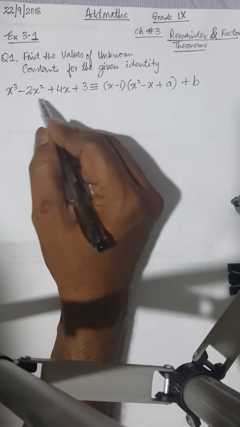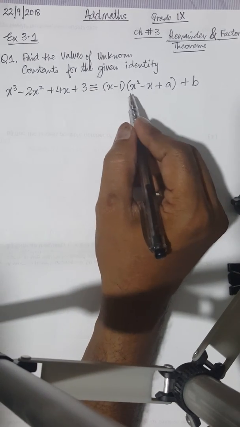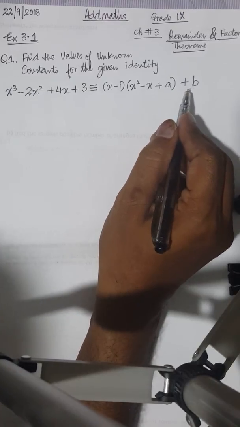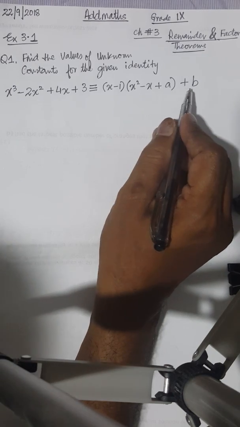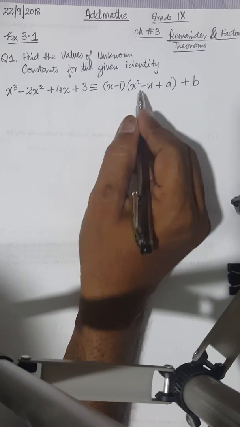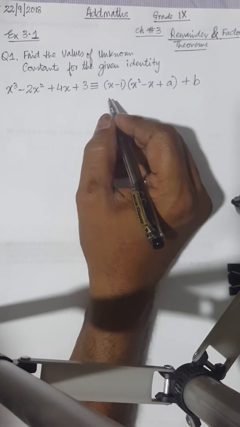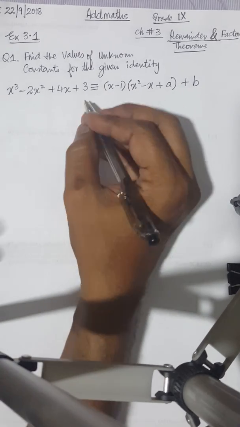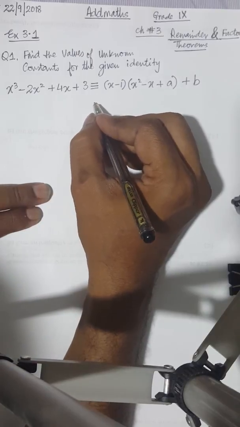Now on the left hand side I cannot find any unknown constant. On the right hand side I can see there is an unknown constant a, there is an unknown constant b. So they are asking us to find out the value of a and b. To do so we need to work on the right hand side, and we'll be simplifying it, expanding it by multiplying the two brackets. Let's do it and see what answers we get for a and b.